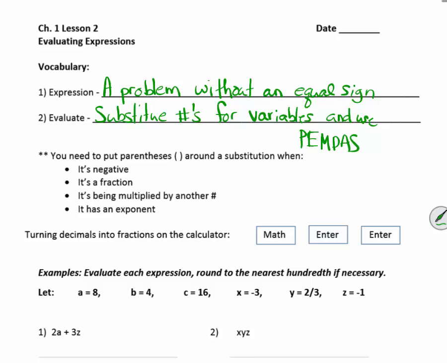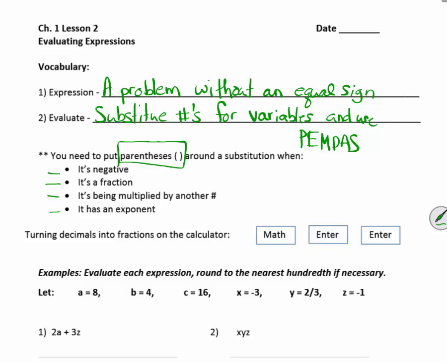Now, your calculators this year are much fancier than the ones we had last year, and you're allowed to use them, except for that quiz we took, you're allowed to use them all the time. But if your number is negative, a fraction is being multiplied by another number, or has an exponent, you need to put parentheses around it when you put it into your calculator.